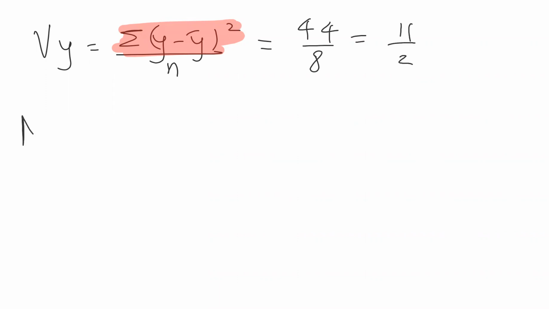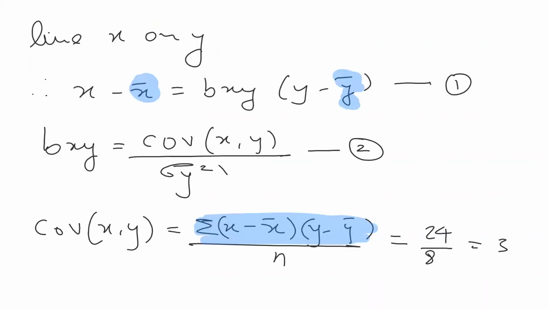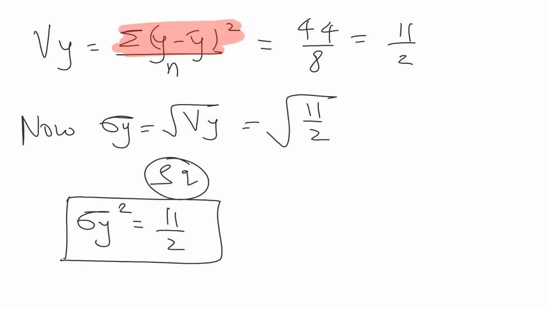Now standard deviation of y is equal to square root of variance of y, which is root of 11 upon 2. But then we require standard deviation of y square. We require square over here. So what I'm going to do is square both the sides. Standard deviation of y the whole square is equal to 11 upon 2. Fine. Is it okay? Right.